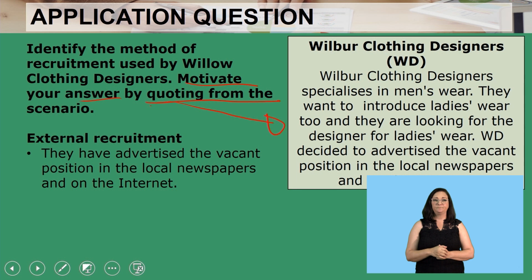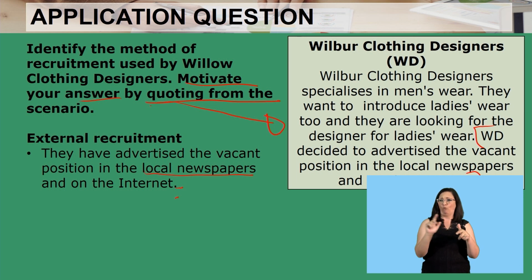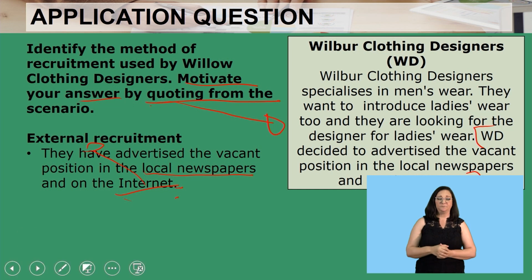They say here, they have advertised the vacant position in the local newspapers and on the internet. It starts from where? They have decided to advertise a vacant position. Here it is: they have advertised the vacant position in the local newspapers and on the internet. It ends there. So local newspapers are for everybody to see. The internet is for everyone to see. So that is motivating enough for the recruitment method that we've identified above.